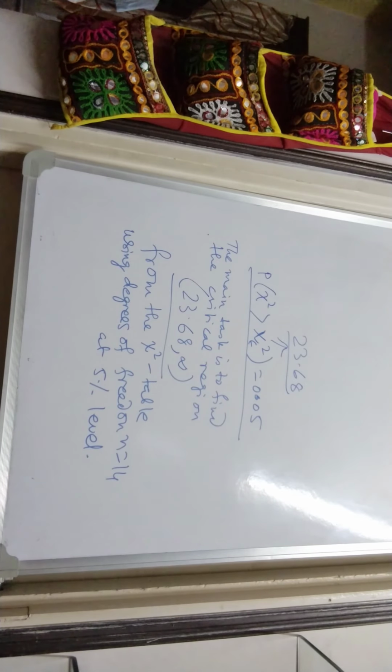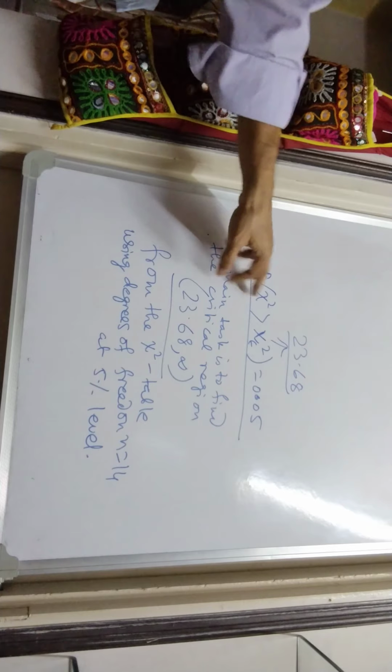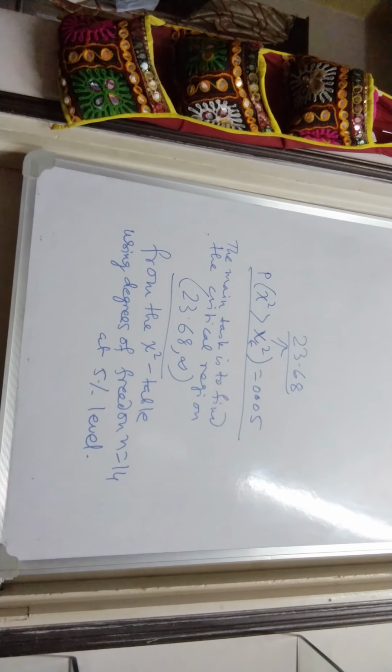So, we are to calculate chi-square in this case only. What is the value of chi-square in this case? We can easily find, and if that value is not greater than 23.68, we can easily say that we accept H naught, that is the population standard deviation is not greater than sigma naught, 1.151. So, that is one type of test of hypothesis problem.